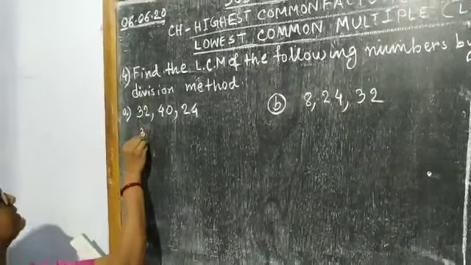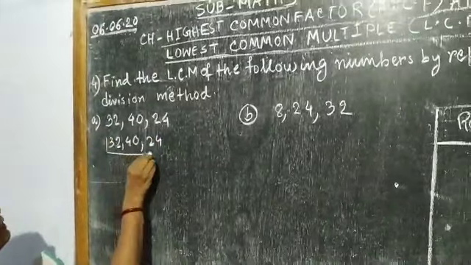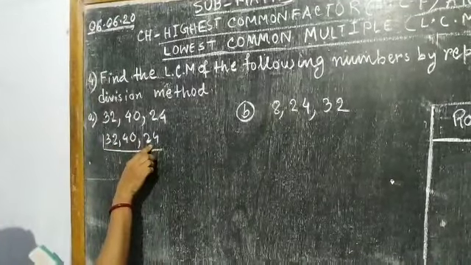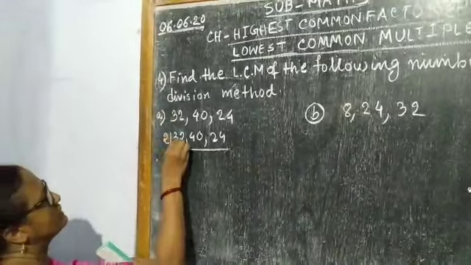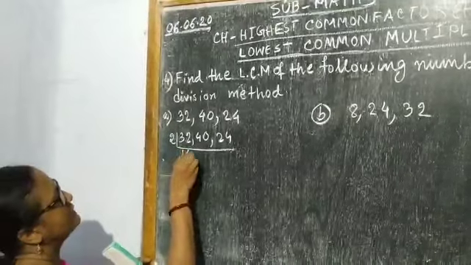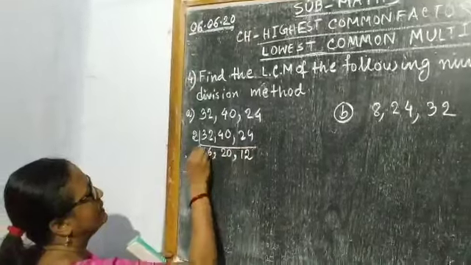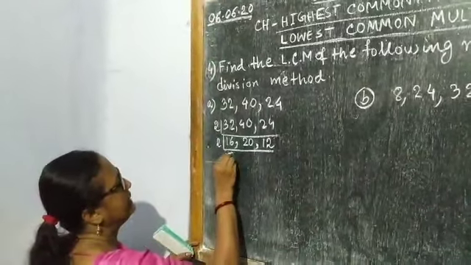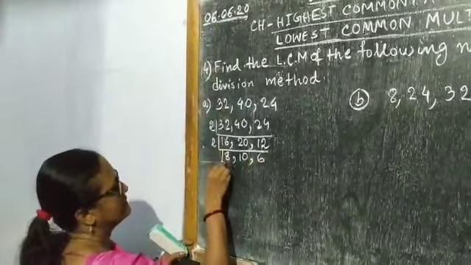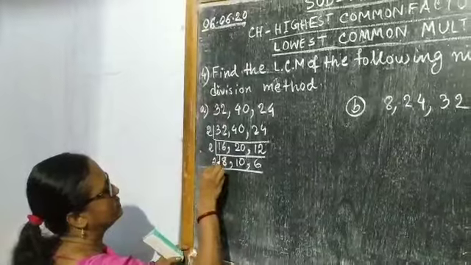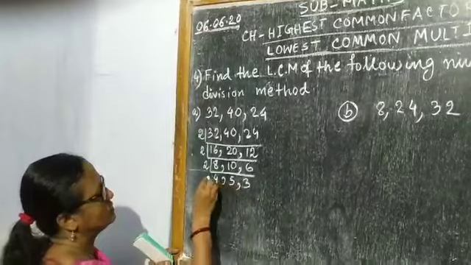So first you write the sum. Now see, all the numbers are even, so divide by the smallest prime number 2. So 32 divided by 2, 16; 40 divided by 2, 20; 24 divided by 2, 12. Again 16 divided by 2, 8; 20 divided by 2, 10; 12 divided by 2, 6. Again 8 divided by 2, 4; 10 divided by 2, 5; 6 divided by 2, 3.